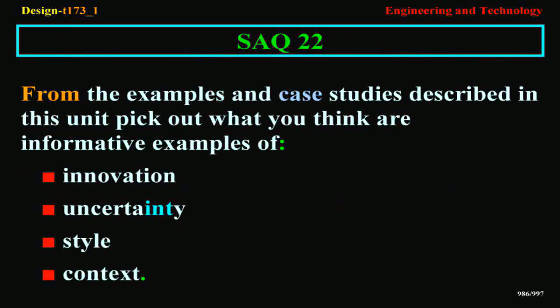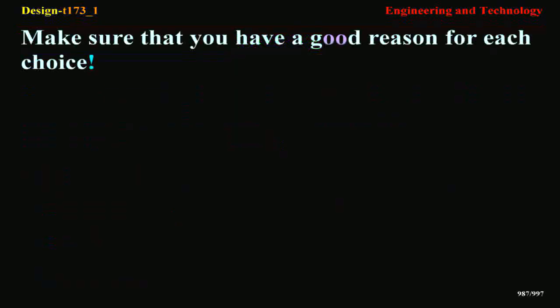SAQ 22. From the examples and case studies described in this unit, pick out what you think are informative examples of innovation, uncertainty, style, context. Make sure that you have a good reason for each choice.